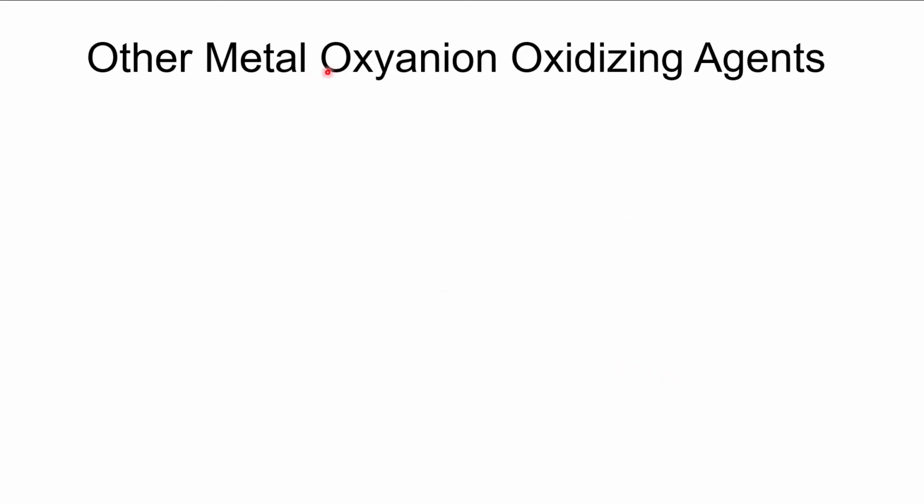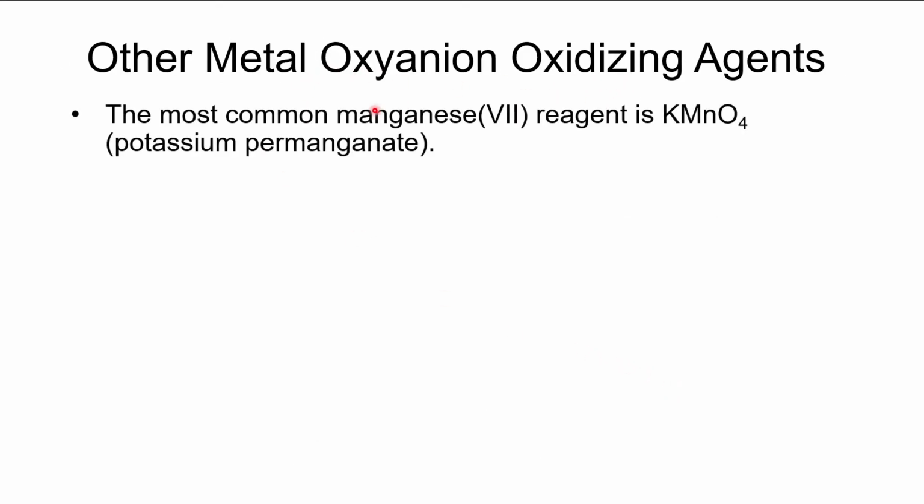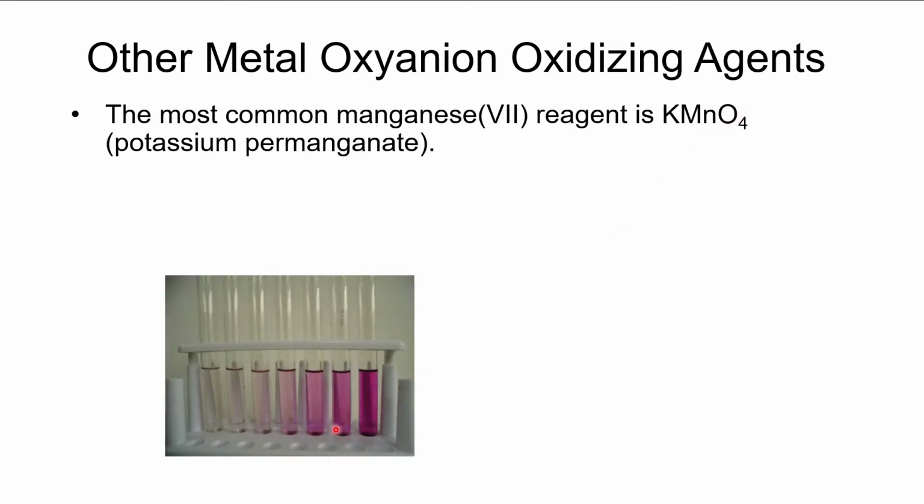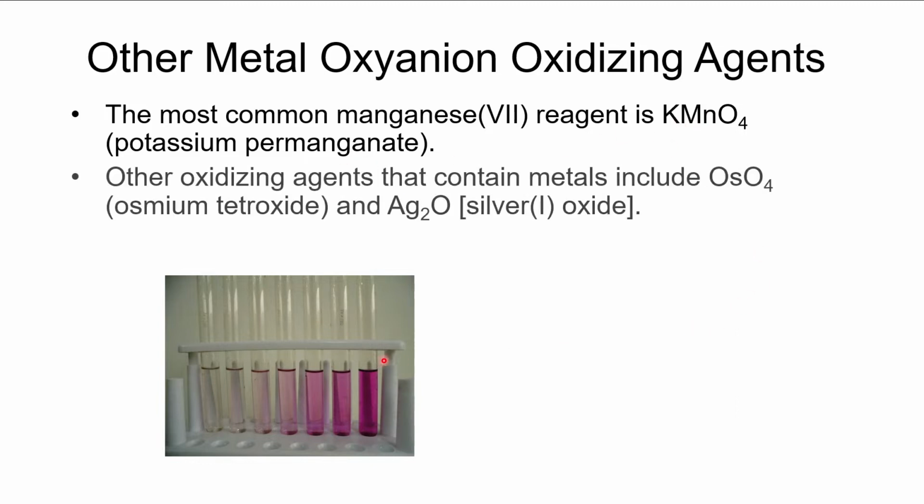Some other metal oxyanion oxidizing agents are going to include permanganate. I mentioned that one a minute ago, so potassium permanganate is commonly used. Potassium permanganate has a very distinctive purple color to it when you dissolve it in aqueous solution. So these are gradually increasing concentrations of potassium permanganate. Very widely used. It's relatively low toxicity compared to the chromium, but does have some toxicity issues.